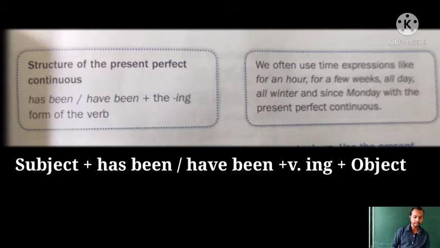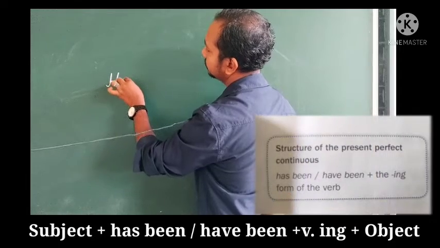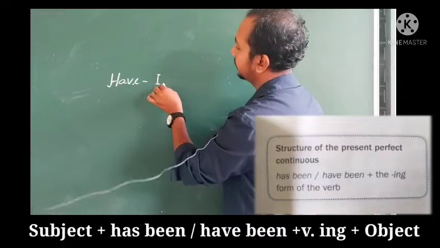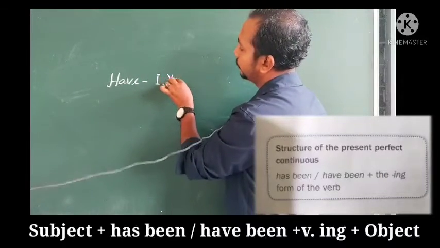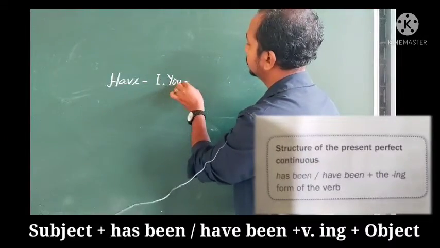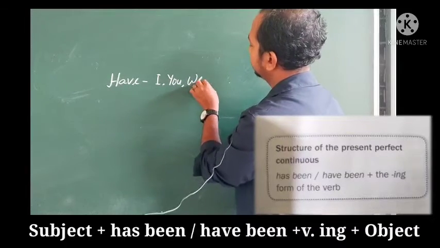Now one more thing you will have to remember, dear friends, is where to use has and where to use have. Okay, I will tell you. As for have, you may concentrate here on the blackboard. Have will be used for the pronoun I, you, we, they.